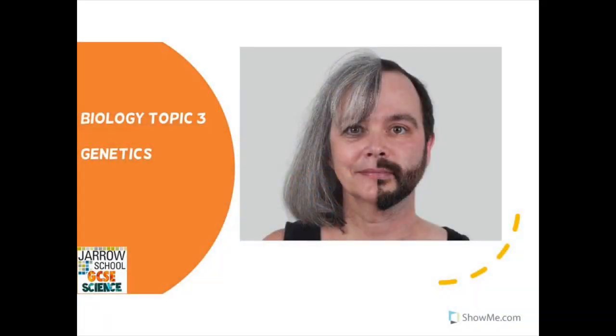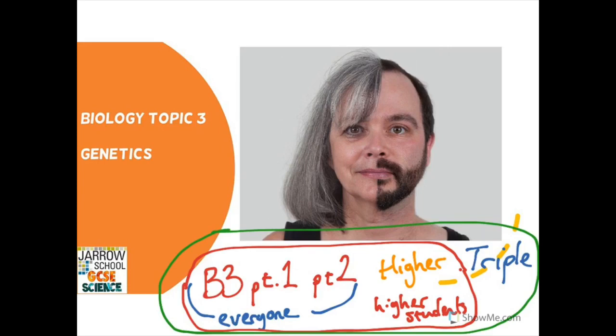This is one of 2 revision videos for biology topic 3, which is genetics. If you're a higher student, you have to watch part 1 and part 2, and then also an additional higher video. If you're doing triple, you have to watch part 1, part 2, the higher video, and then also the additional triple video. I hope that makes sense.